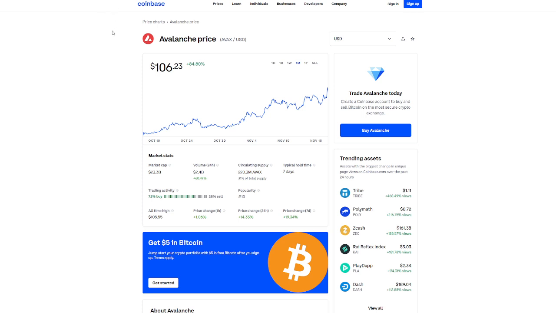But the market cap right now, $23.3 billion, so still fairly low, or what many people would call undervalued in this market, as we see an Avalanche all-time high still.